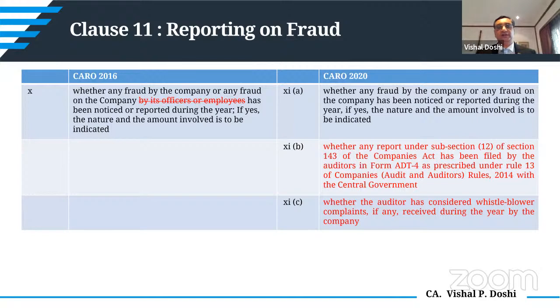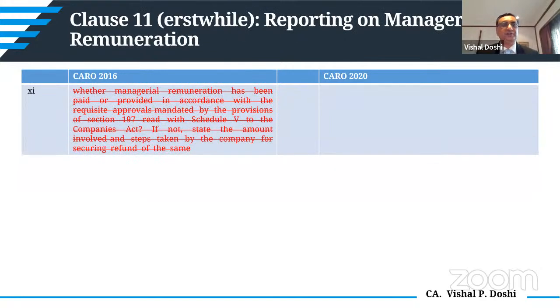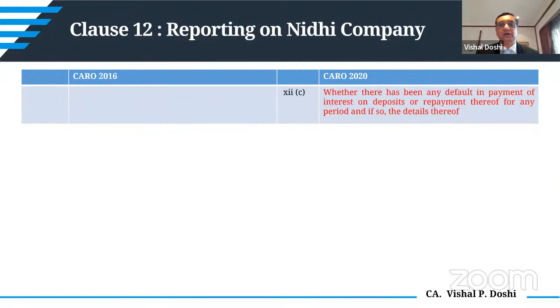11B asks whether the auditor has filed the ADT-4 as required under 143(12) of the Companies Act, whether that has been filed or not. The last clause is about the whistleblower complaint, if any received during the year, whether you as an auditor have considered that or not. This is a clause which is removed now, with respect to managerial remuneration, from CARO. With respect to Nidhi company, whether there is any default in payment of interest or deposits, this clause has been added, which was not there earlier.